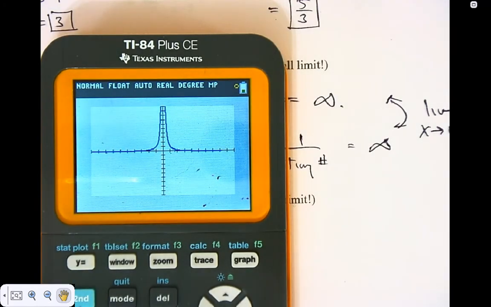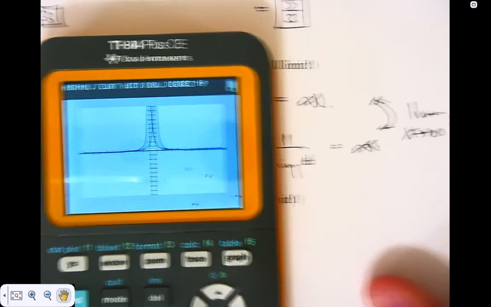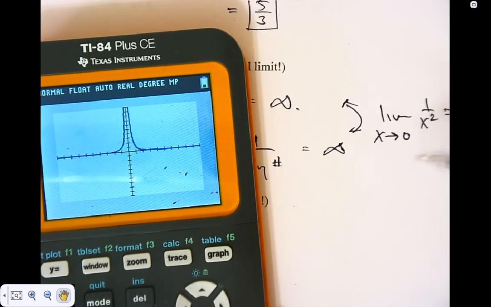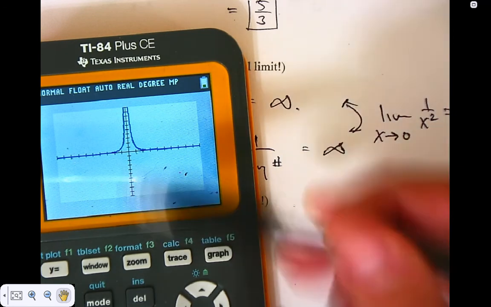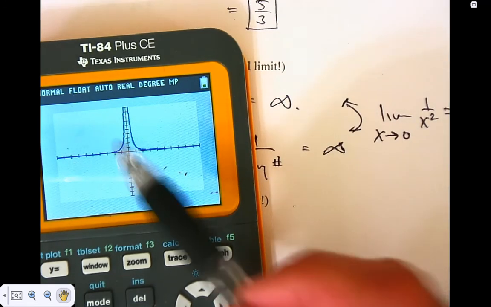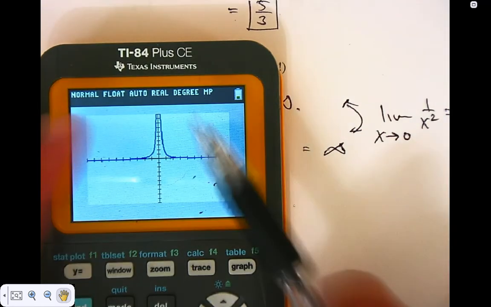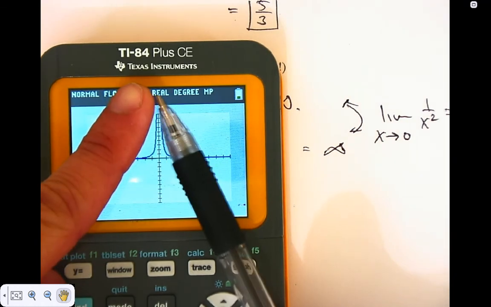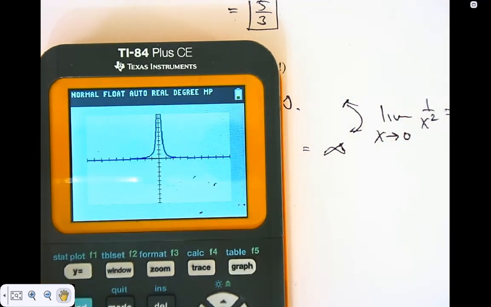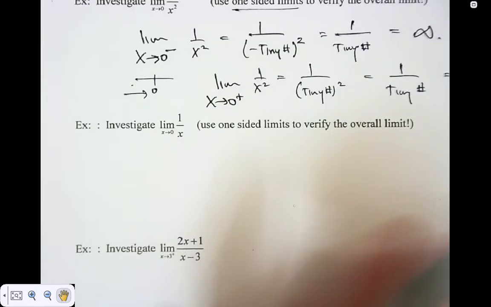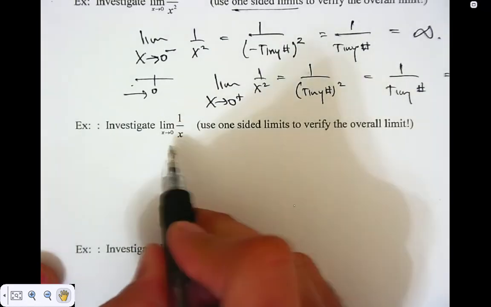And from pre-calculus, you would have known that this rational function right here, 1 over x squared, has a vertical asymptote at 0. That's what that is. Okay, but the limit, right, it still exists because our fingers are both pointing in the same direction of infinity. Okay, and that will not happen here. So let's now, this should go faster. Let's check the one-sided limits.